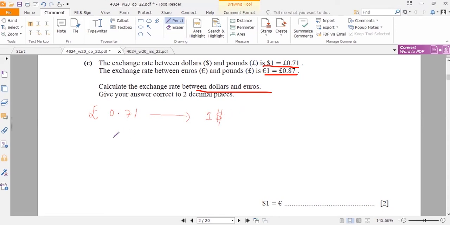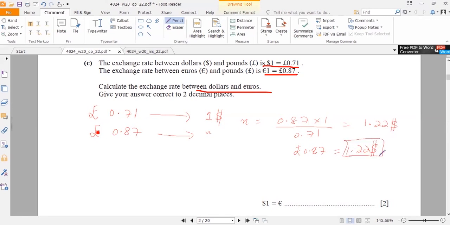So if we find out the amount of 0.87 pounds in dollars, we are again using the unitary method, that is x equals 0.87 multiplied by 1 divided by 0.71. So it will be $1.22. So we can say that 0.87 pounds is equal to $1.22. Okay. Now we have a relation. We can say that $1.22 is equal to 1 euro.